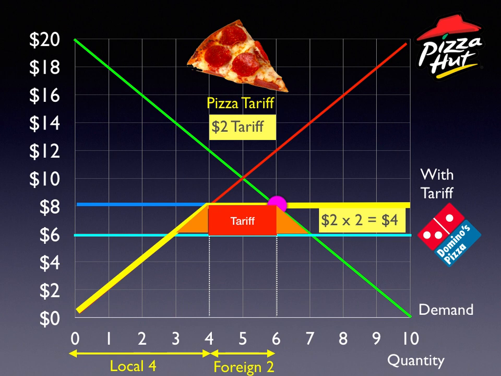The area on the right is a deadweight loss due to a customer leaving the market because the price had gone up. The reason that's a deadweight loss is Domino's was willing to sell at 6 and the customer was willing to buy at 6, but with the tariff, the customer leaves the market, therefore that value is destroyed or is never actually manifest in the future.